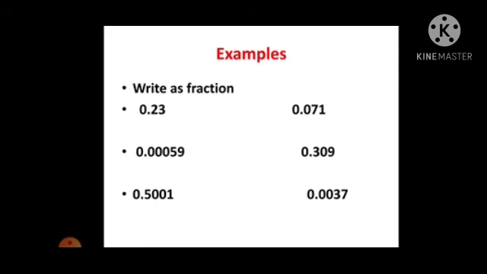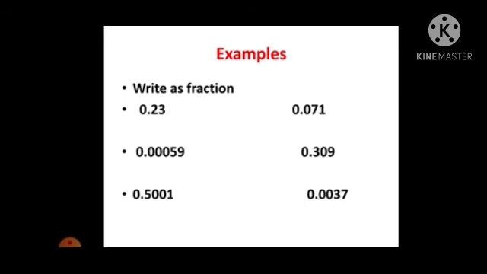Write as fractions. 0.23. Now we convert decimal numbers into fractions. Zero point two three, 0.23. We convert the decimal into a fraction.